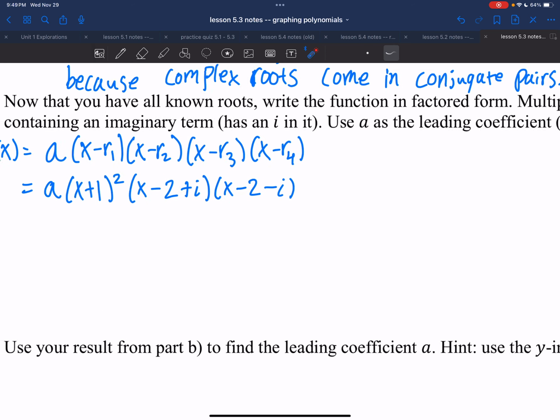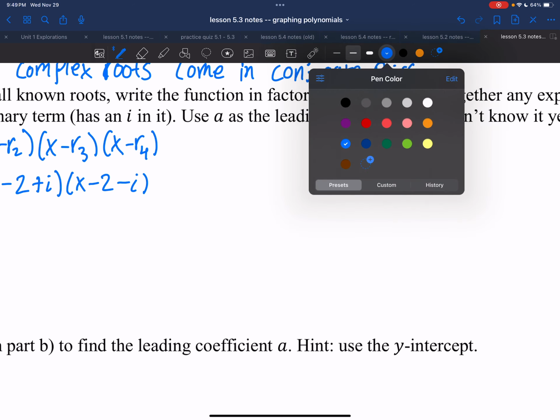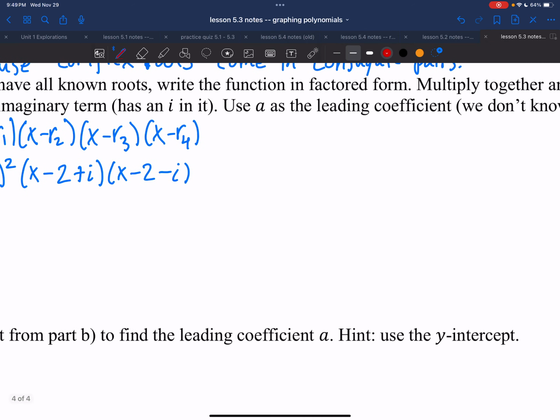So let's multiply this. Now, I've noticed what some students like is a box. And if you'd like to use a box, use a box. x minus 2 plus i. I have nothing against the box. Here's your box. Are you ready?